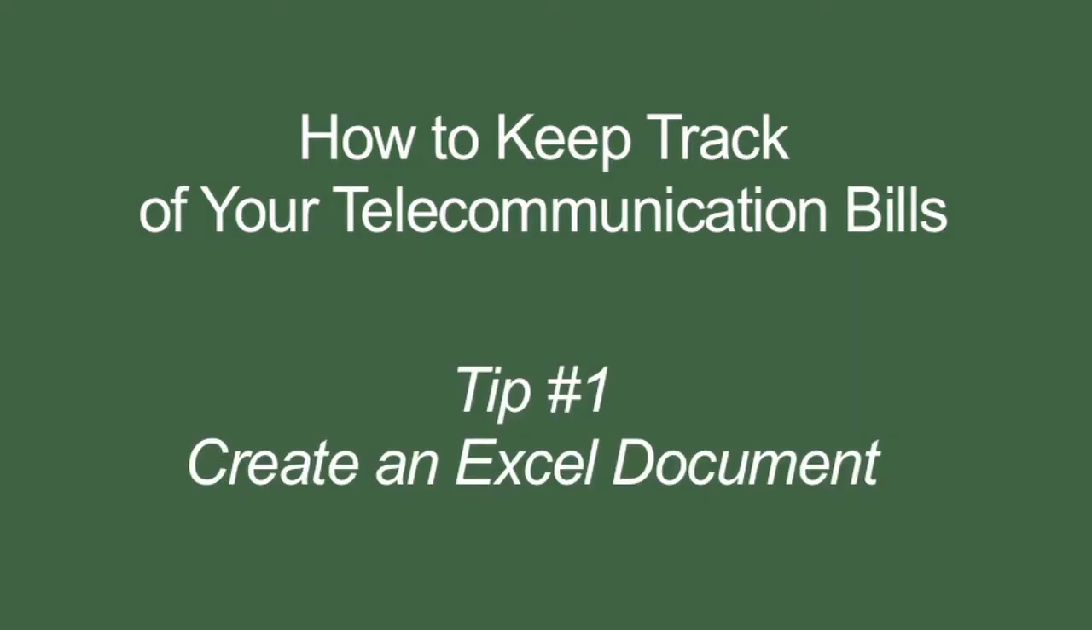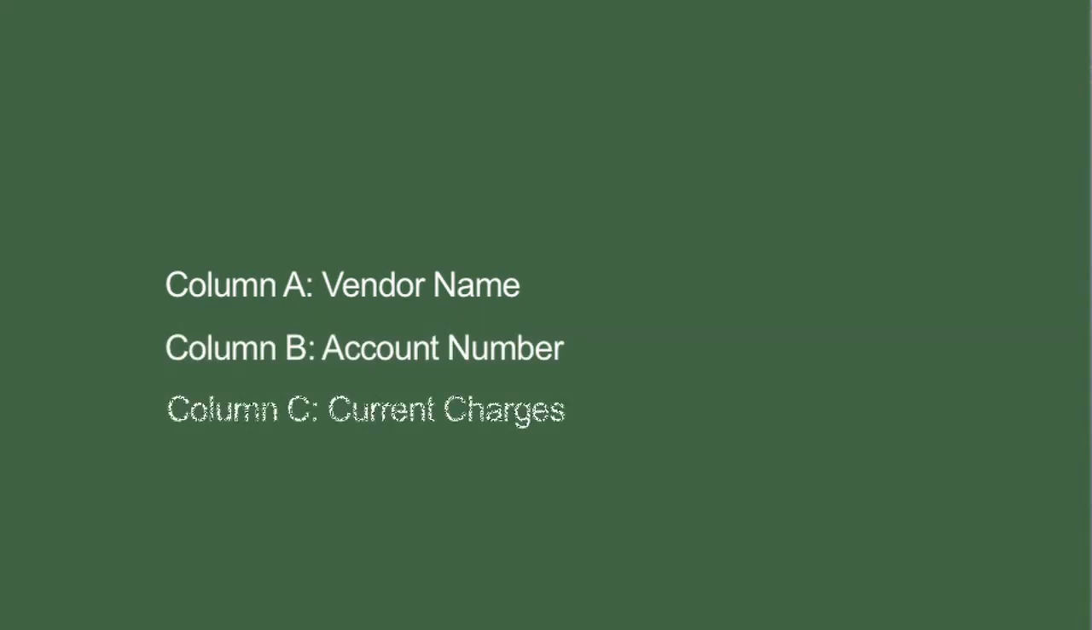I'm a big believer in Excel documents, so I'm going to suggest an Excel document that would have just 7 columns. Start with the vendor name in column A, the account number in column B, and the current charges in column C. For the current charges, look at the bill and don't enter the total charges due, because that may include past due amounts.